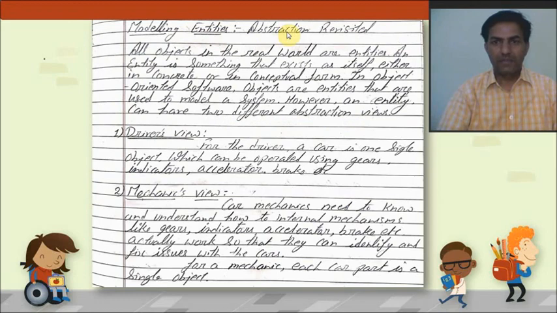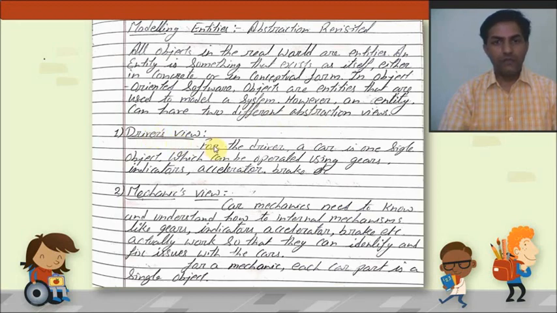Modeling entities. Abstraction revisited. All objects in the real world are entities. An entity is something that exists as itself, either in concrete or in conceptual form. In object-oriented software, objects are entities that are used to model a system. However, an entity can have two different abstraction views. See how a car has two abstractions.